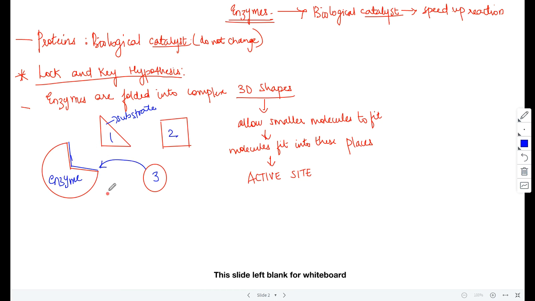Now, take a similar example. So you understood this portion of the lock and key hypothesis. What is lock and key? The one where the substrate comes and attaches itself. Now we'll take another example of how it is happening. I'll take a small one.